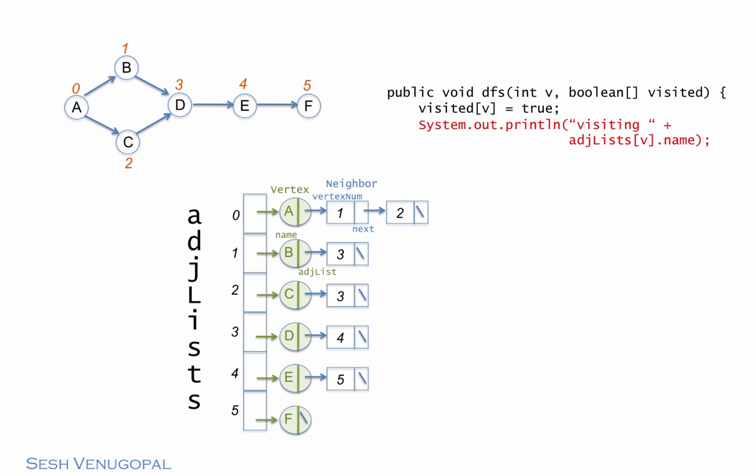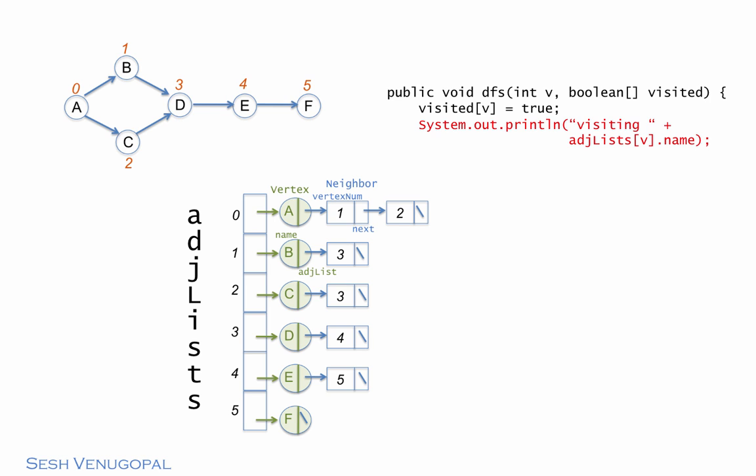The name is obtained by referencing the adjacency lists array using the vertex number as index, which gives the vertex object at that location, whose name field is the name of the vertex. The next thing we want to do at the vertex is to launch recursive DFS on each of its neighbors, only if that neighbor has not already been visited.